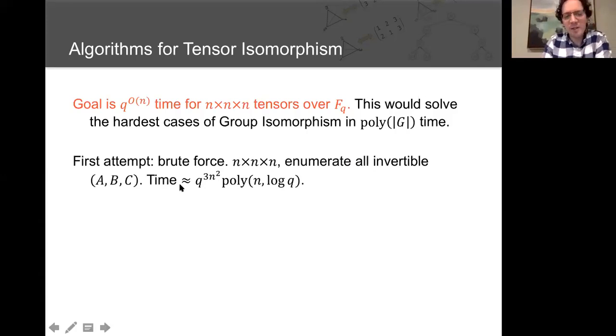Okay, so 3n squared, even for small n, this is in the exponent. This is like way, way worse than q to the n.